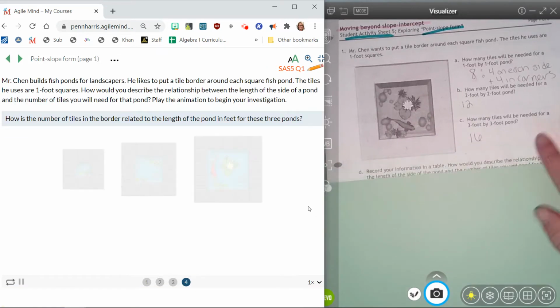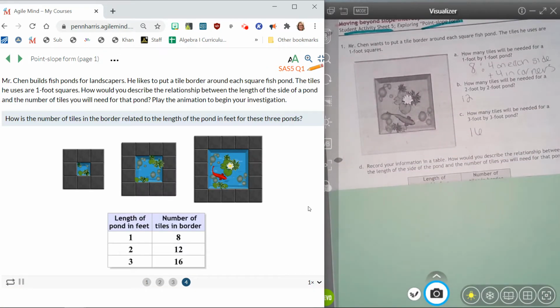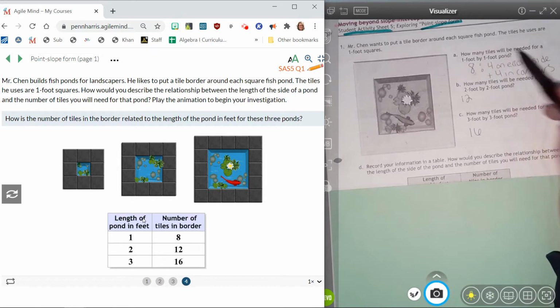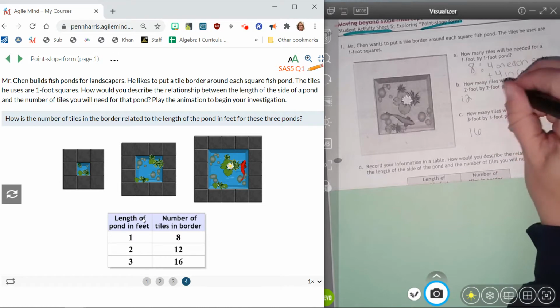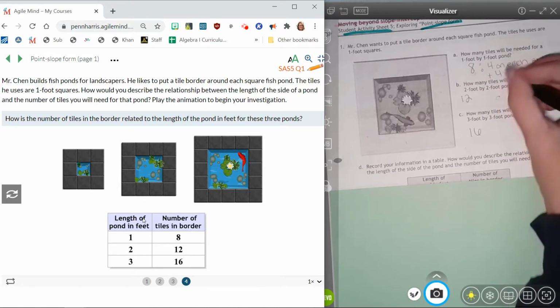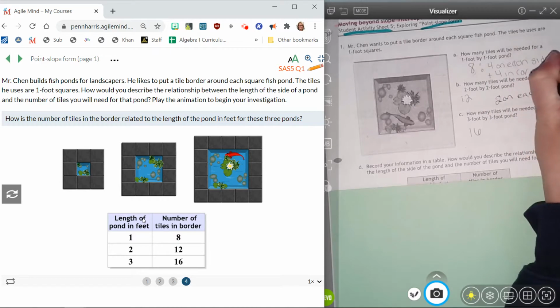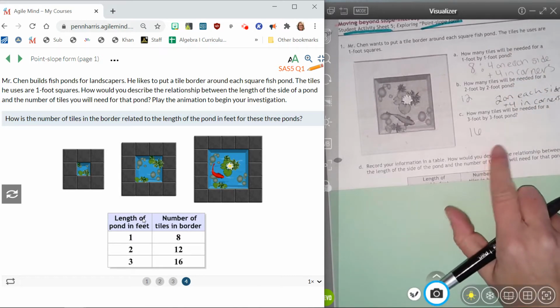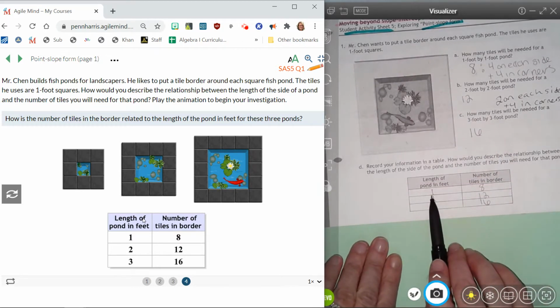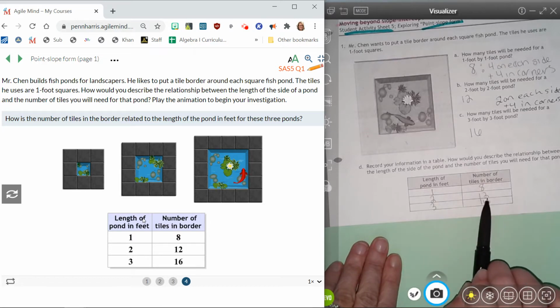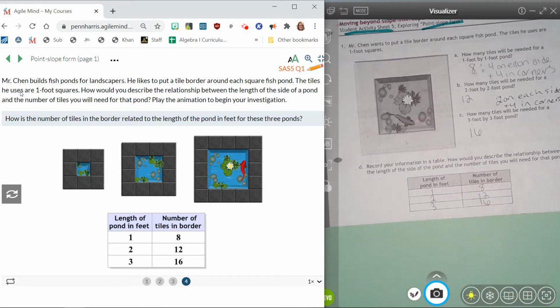Okay, so now what they want us to do is we have this table, and they want us to put what we got for each of these. So on the 1 foot, we had 8, 4 on the side, 4 in the corner. For the 2 foot by 2 foot, we had 12, 2 on each side and then 4 in the corner. And for my 3 foot one, we had 3 on each side plus 4 in the corner. So that's exactly what I have here. If it's 1 by 1, we had 8 tiles, 2 by 2 was 12 tiles, and a 3 by 3 was 16 tiles.